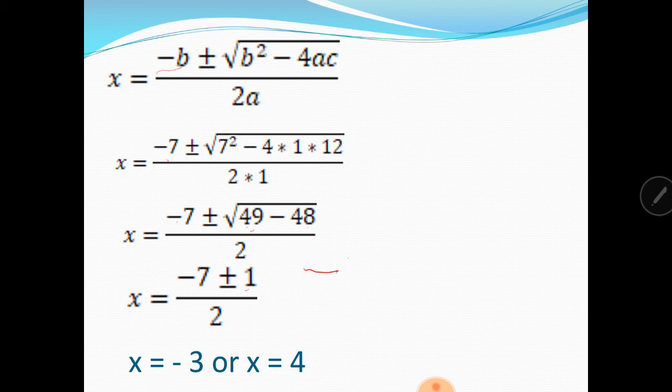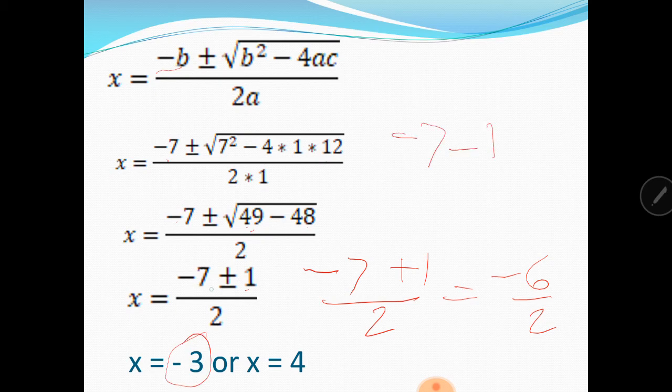So minus 7, when you take plus 1 and divide by 2, you get minus 6 upon 2, which is minus 3. When you take minus 7 and minus 1, you get minus 8 divided by 2, that is minus 4 here. So these are the two solutions of your quadratic equation.